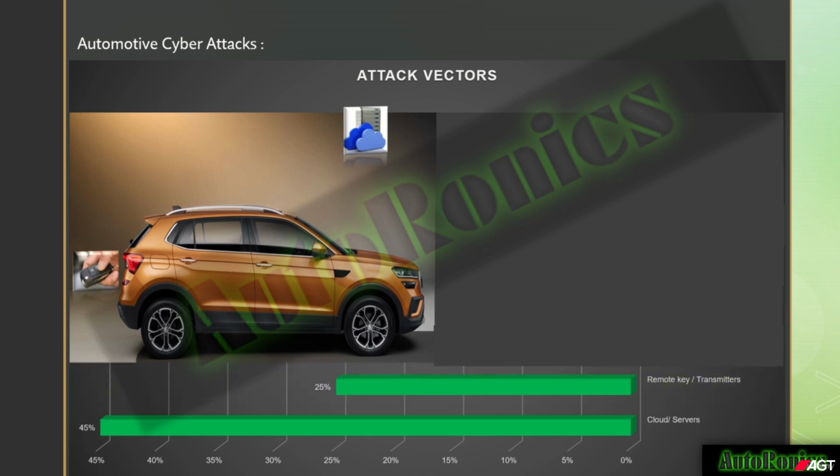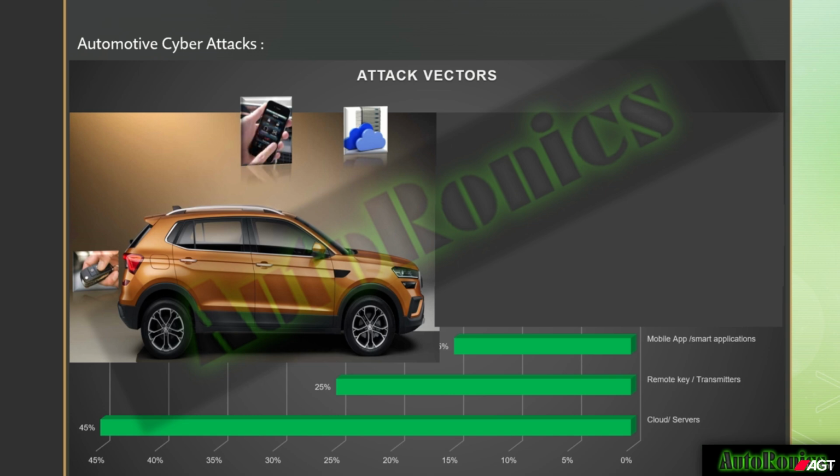The second one comes as remote key or transmitters, which is around 25%, which is also not less. We'll say key fobs, mainly to unlock or lock the vehicles. Not only that, there are many other features nowadays integrated in the key fobs, and all these transmissions are happening via RF transmission. There are a number of hacking devices in the market which can capture what is happening in the radio frequency if placed in the middle. So they can understand what transmission is happening, then simulate the same thing and get into the vehicle when the user is not there.